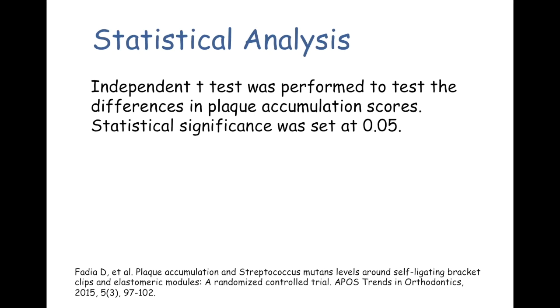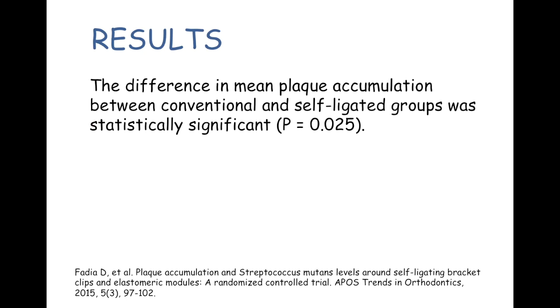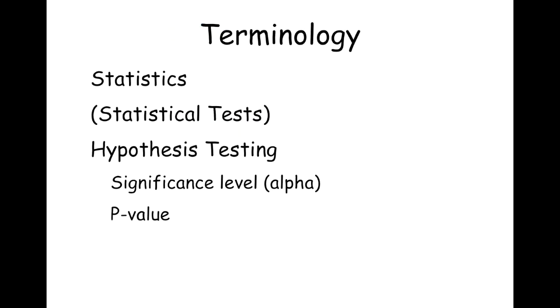Here's an example from a paper on plaque accumulation around orthodontic appliances. The authors indicate the statistical test used, as well as the level of significance for these tests. The significance level, sometimes referred to as alpha, is a commonly used term. In the results section, the authors indicate whether the results were statistically significant. P, or the p-value, is the measure used to determine statistical significance.